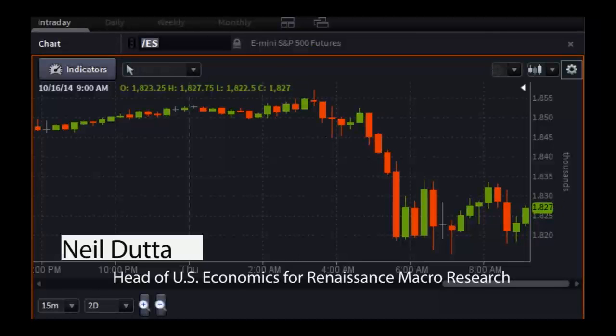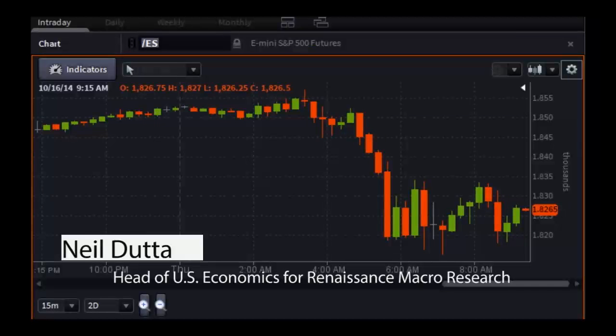Market functioning in interbank lending markets and repo markets remains okay. Those spreads haven't really widened out whatsoever. So as long as that continues, this is going to be to some degree a non-event.